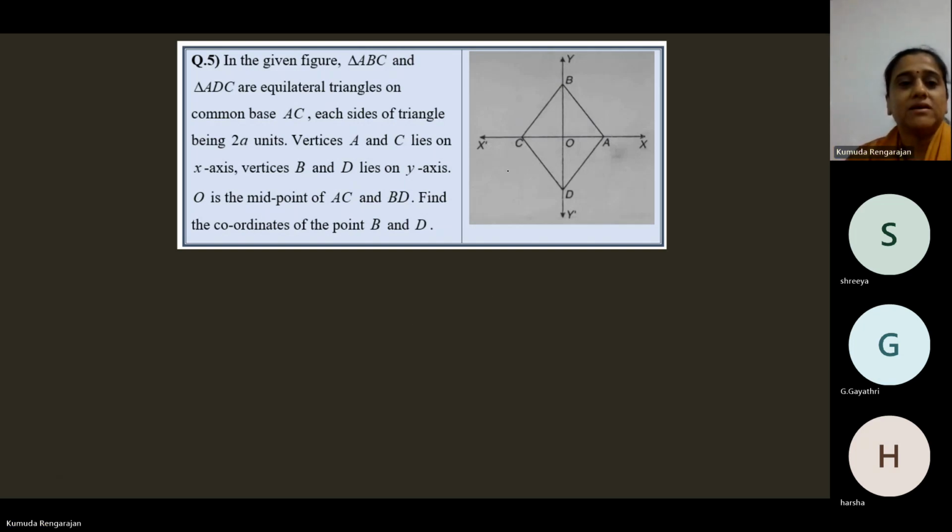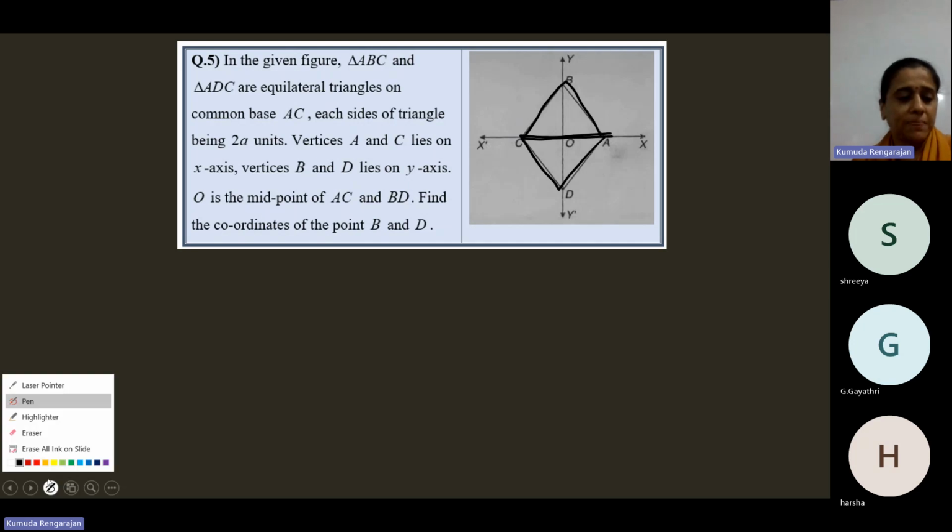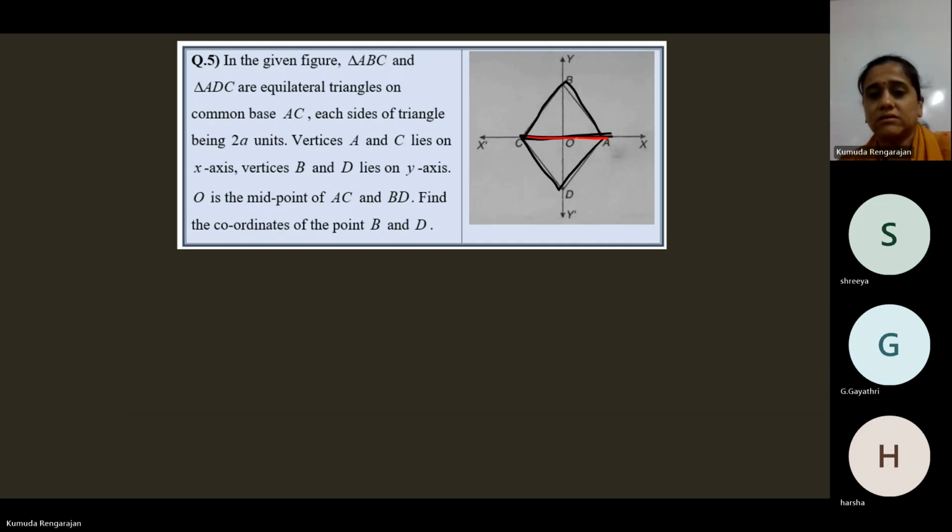And ADC. Okay? So ABC is above the x-axis. ADC is below the x-axis. They are equilateral triangles on common base AC. So AC is the common base. What is AC? The common base for the two equilateral triangles ABC, which is above the x-axis, and ADC, which is below the x-axis.